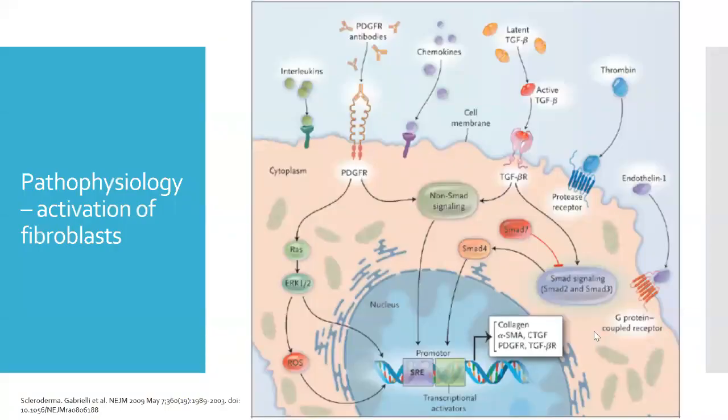This schematic just focuses on the different pathophysiological pathways. What I'd like to focus on is primarily PDGF and TGF-beta, two of the important cytokines that play a role in the fibroblastic response in scleroderma.